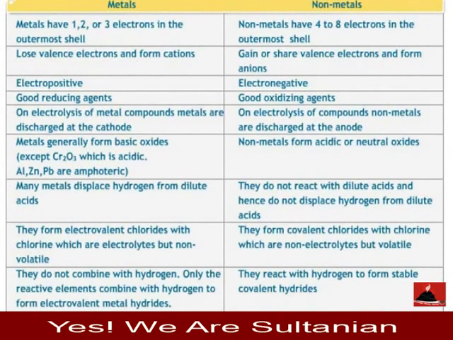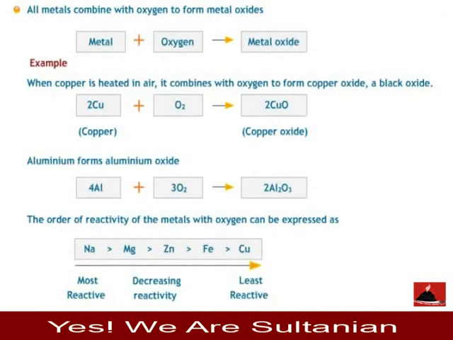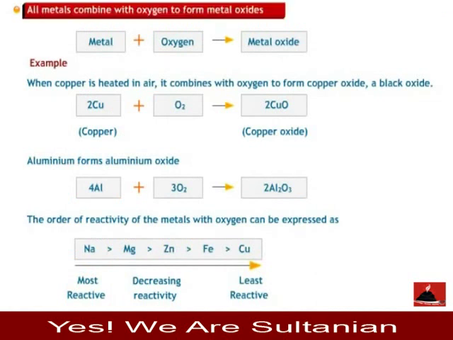Chemical properties of metals and nonmetals. Metals and nonmetals have different chemical properties. They are stated here in the form of a table. Read on. What happens when metals are burnt in air?